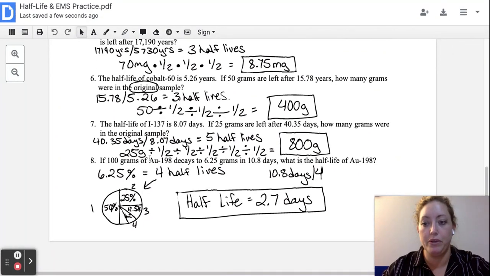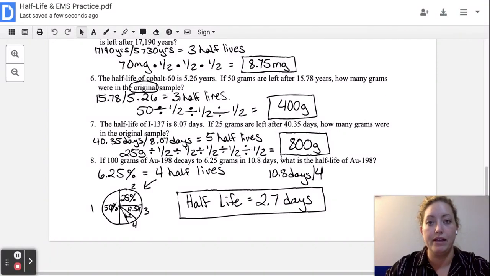7 is done the same way. So you figure out how many half-lives have passed, then you're going to divide by each half-life. Number 8 is the last one here.